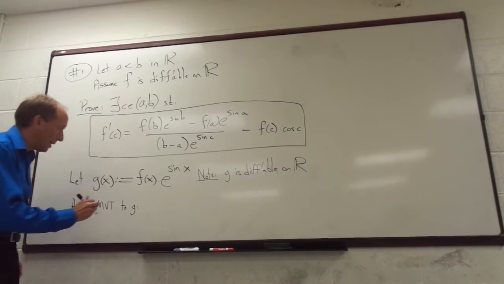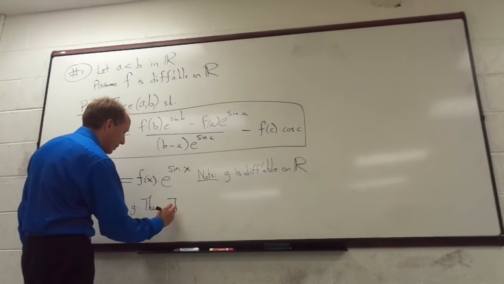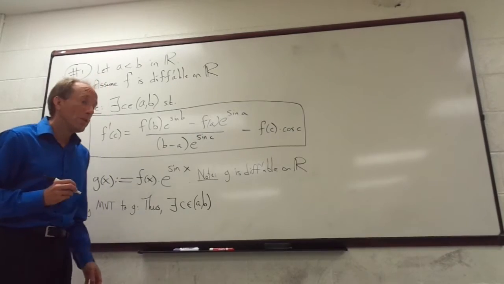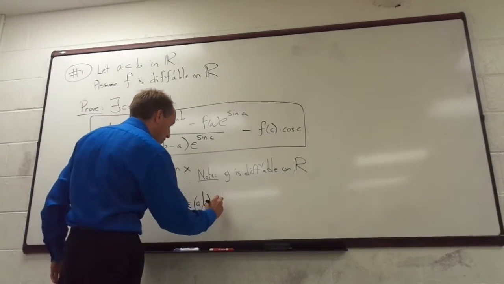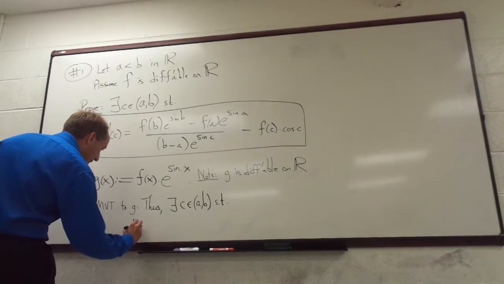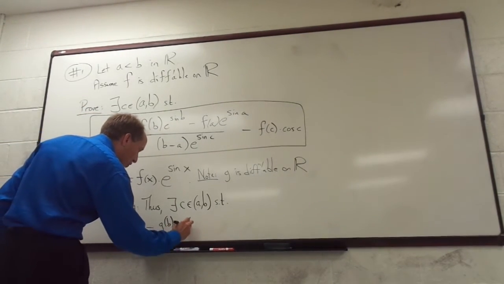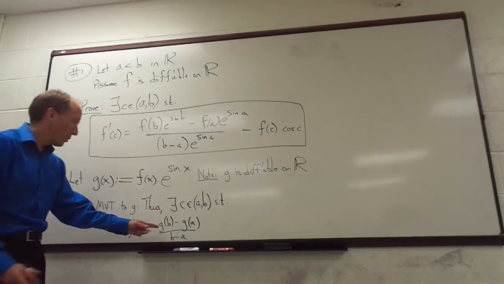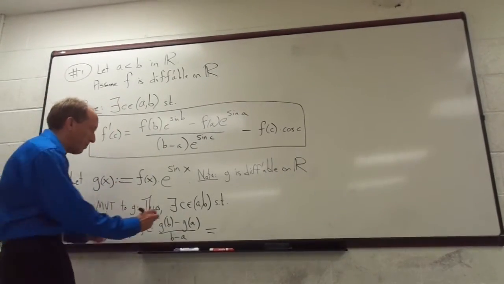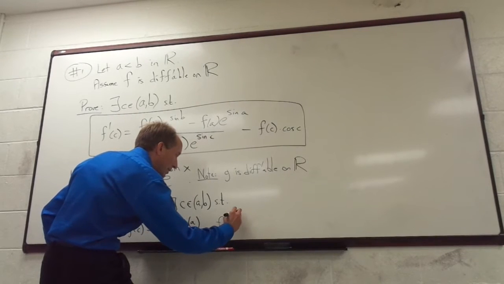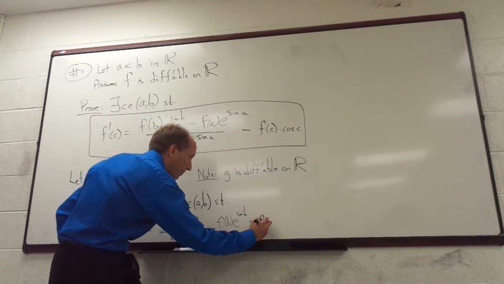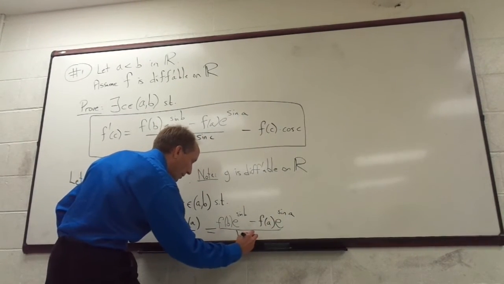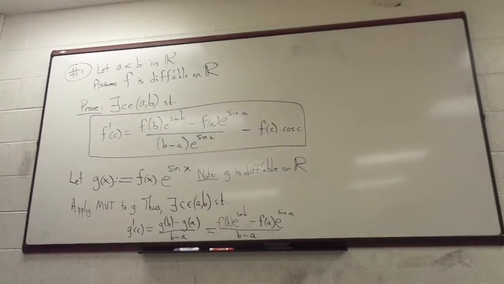Okay? So what is that going to say then? That's going to say, thus, there exists a c in, we already have this interval a to b established, so there exists a c in that open interval such that g prime of c is equal to g of b minus g of a all over b minus a. Agreed? And of course we can plug in, we know what g of b is. g of b is just f of b e to the sine b, and then g of a is f of a e to the sine a, and this is all over b minus a. Okay? Does that make sense?